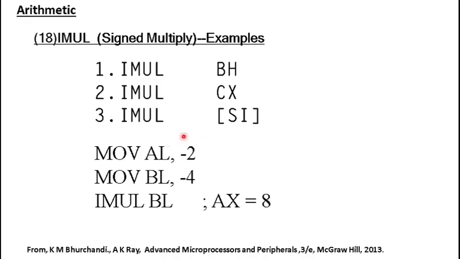And this is one numerical example. Here we are moving -2 to AL, then -4 to BL, then we are giving IMUL BL. So we are trying to multiply a byte, so the other operand will be automatically AL, and the final result is supposed to be in AX. And as the result is positive, the excess bits in AX will be filled by 0.